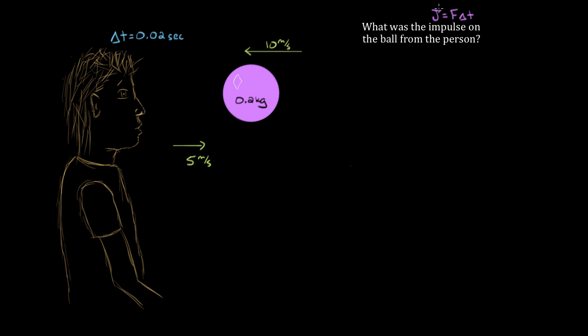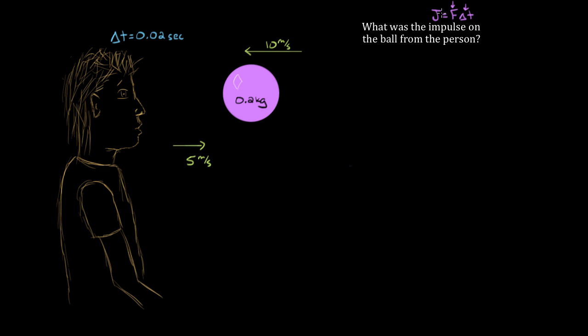In other words, the impulse from a force is equal to that force multiplied by how long that force was acting on the object. So if we knew the force on this ball, we could use this formula to get the impulse, but we don't. I don't know the force that this person's face is exerting on the ball, so I can't use this formula to solve for the impulse.